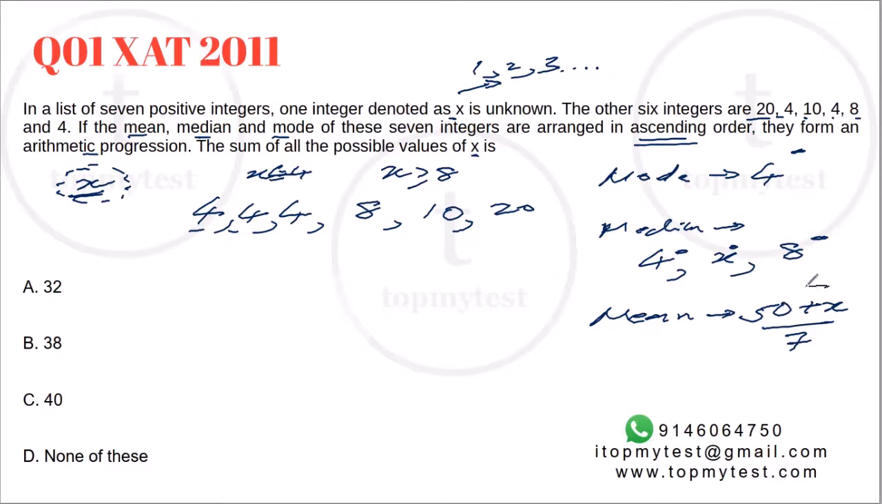So we know that the mean is a multiple of 7. 50 plus x should be a multiple of 7, which means the mean will become a natural number.